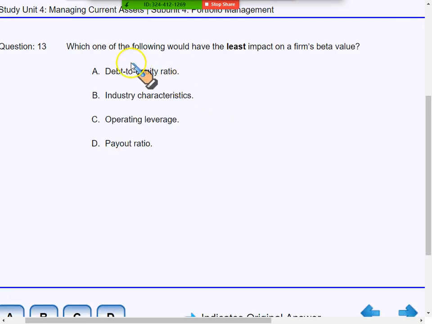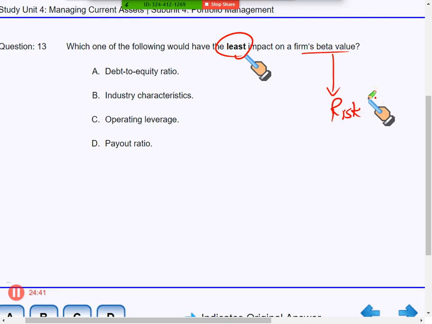Next. Which of the following would have the least, mind the word, these words totally twist the question altogether. Least. These are sometimes called the question twisters. Which of the following would have the least impact on the firm's beta? Remember, beta is a measure of risk. And how do we calculate the risk? Beta is the measure of the volatility of the return on your asset in comparison to the return on the market. How the market returns change and correspondingly how your asset returns are changing. This is measured by beta. So basically it's a measure of risk.